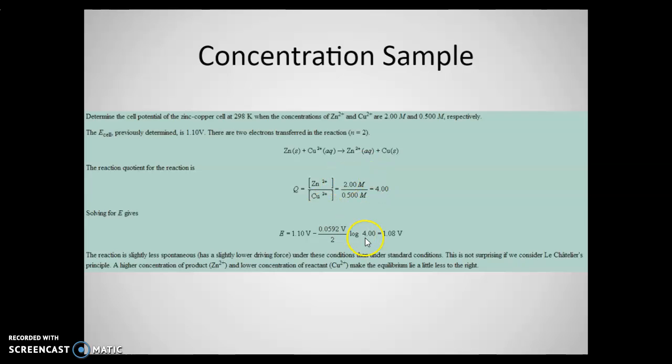Then you take the log of 4 and multiply that by 0.0592 volts divided by 2, and then subtract that from 1.1 volts, and you get 1.08 volts. So you notice that this is a less spontaneous reaction. You get a lower voltage, but the converse would be true if you were able to change these around. If you had a 0.5 molar zinc solution and a 2 molar copper solution, then you would increase the voltage. So there's ways to maximize voltage in an electrochemical cell, and you could do that by changing concentrations.